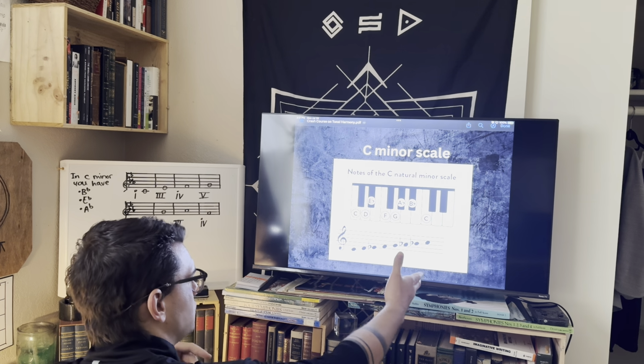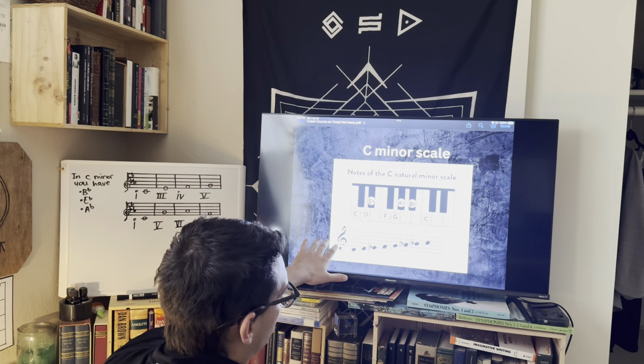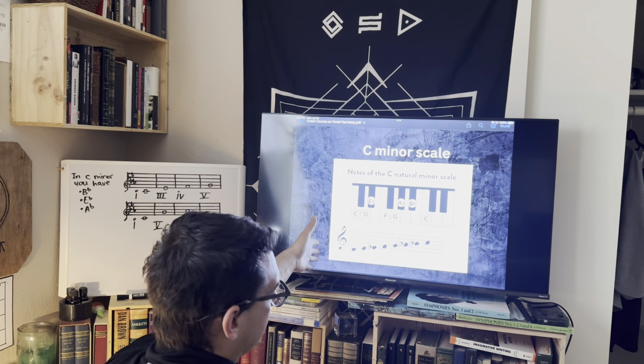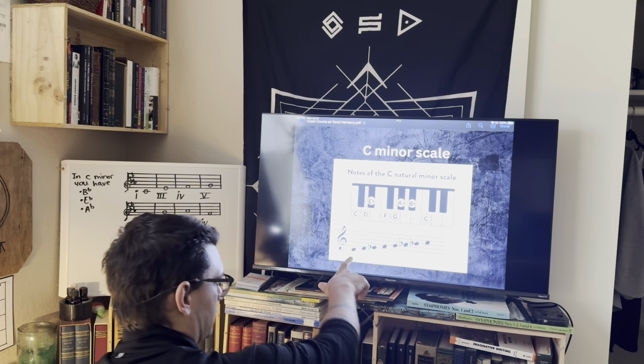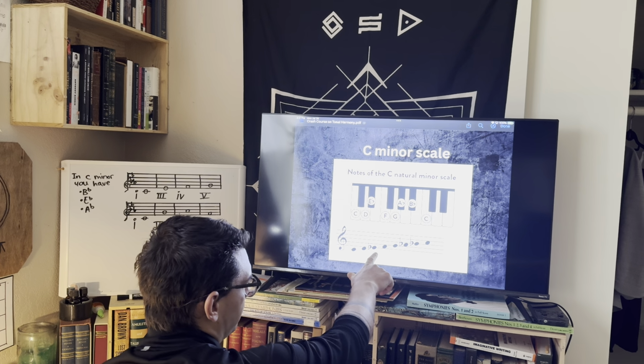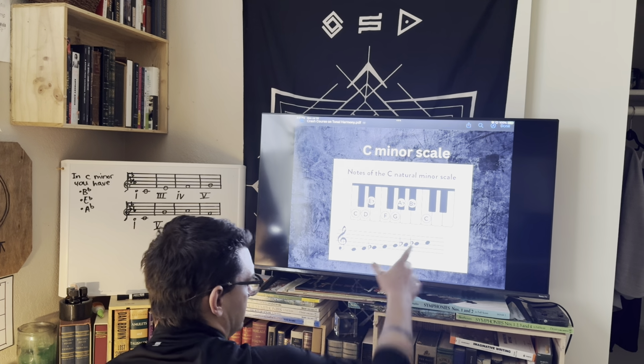which I like this illustration because it shows you the C natural minor scale on the 5-line staff in standard notation in treble clef. So this is C, D, E flat, F, G, A flat, B flat, and C.